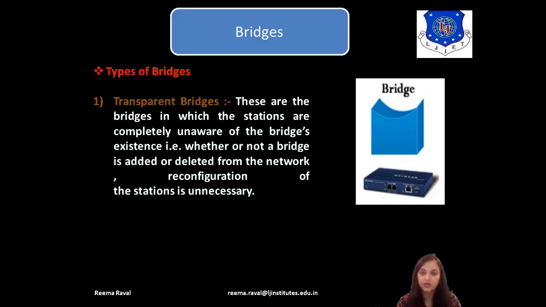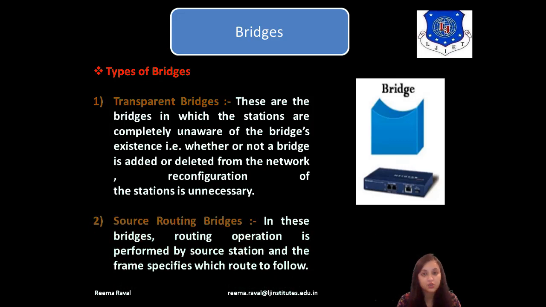Now let us see the next one. So the second over here is source routing bridges. In these bridges, the routing operation is performed by the source station and the frame specifies which route to follow. That means they are following the routes according to the source, right? That means over here we have two types of bridges. First one, transparent bridges, and the second one is source routing bridges. Okay. Now next, network connecting devices: switch.